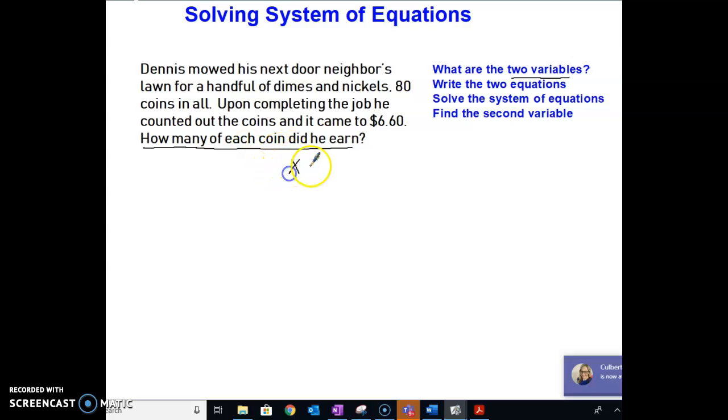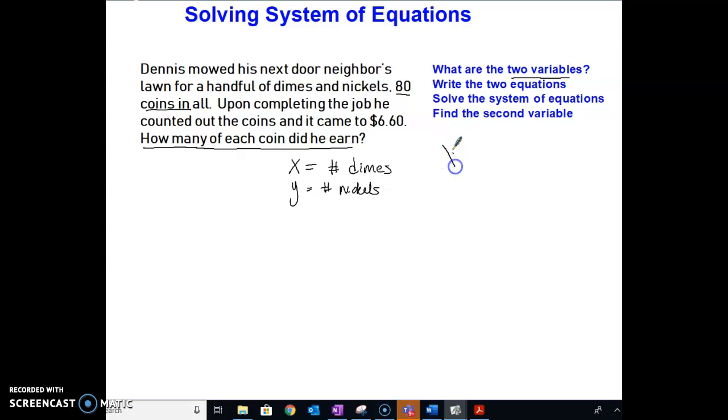I am going to recommend, when you do it for a test for me, that you write what you're letting each variable represent. So I'm going to let x equal the number of dimes and y equal the number of nickels. And I got that from the last question that said how many of each coin did he actually earn. So then if I know my variables, I can look back in the question to write two equations. Well, one, he said there was 80 coins in all.